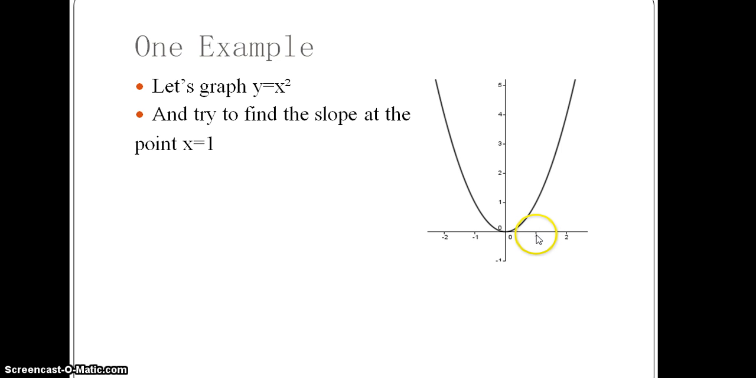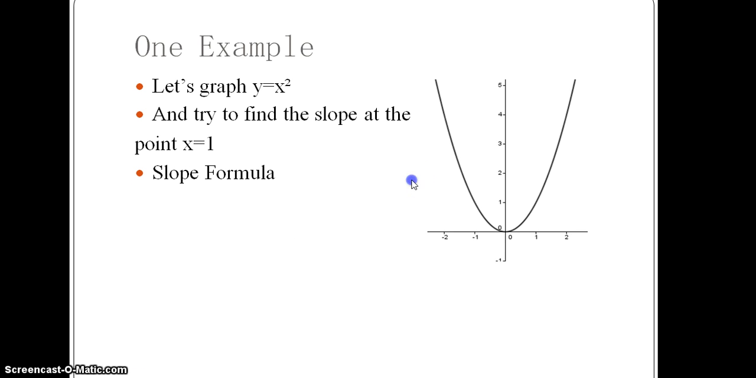So over here is x equals 1 on the x-axis. If I go up, then that point right there is the point (1, 1). And that's where we're going to find the slope. So what we should do in our minds is kind of estimate what we think that slope will be. It looks like it's for sure going to be a positive slope, although I don't know quite how steep yet.